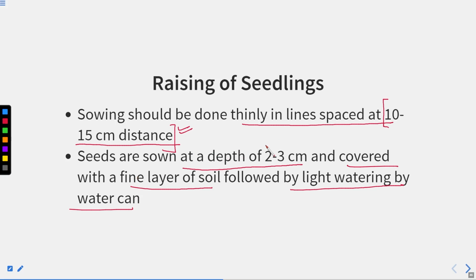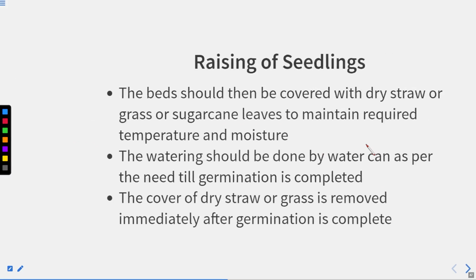So, when you are sowing seeds, they should be sown 2 to 3 centimeter deep and covered with a fine layer of soil and lightly watered. And in this way, you can prepare the raising of the seedlings.